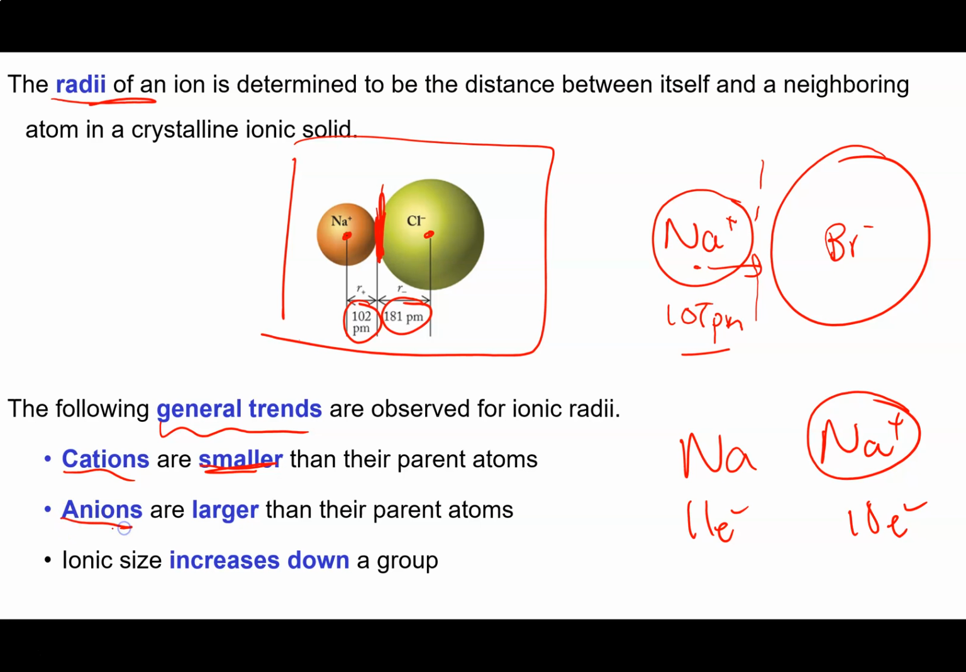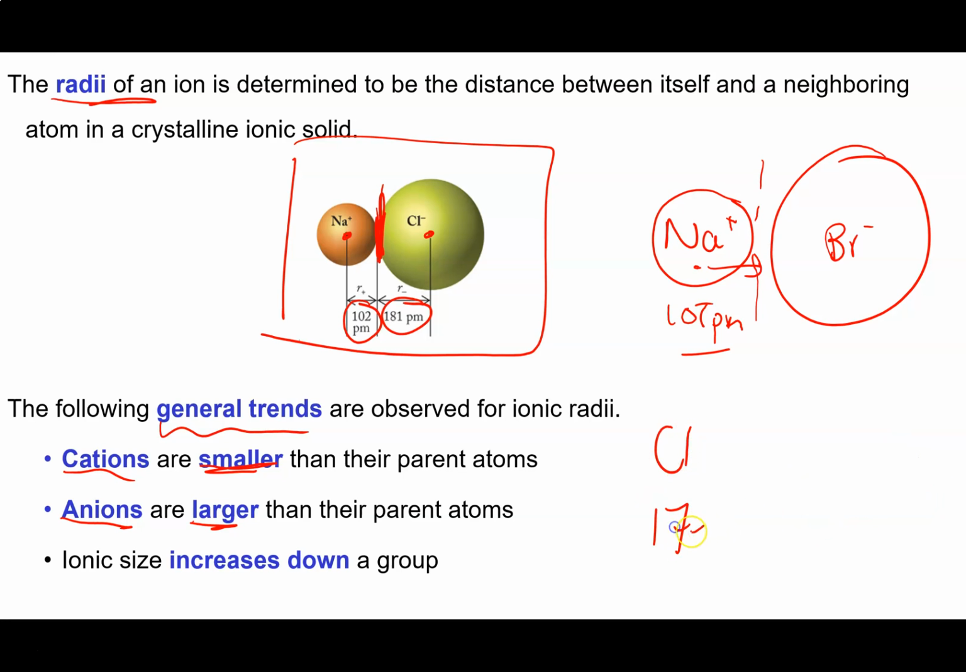Now, anions are larger than the atoms that they are made of. If we look at something like a chlorine atom, it has 17 electrons. If we add an electron to it to make a chloride ion, where do we add the electron? To the outer edge of the atom. It makes it bigger, and so for that reason anions are larger than their parent atoms.